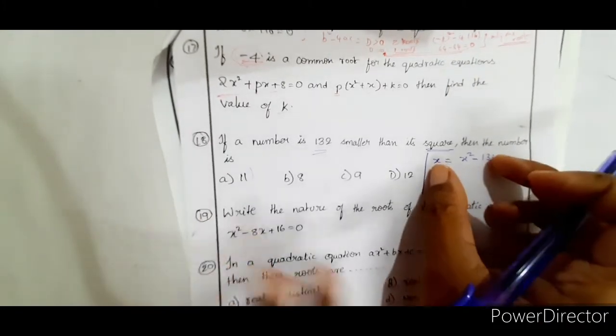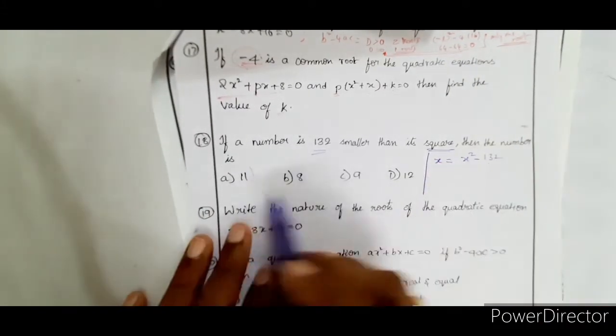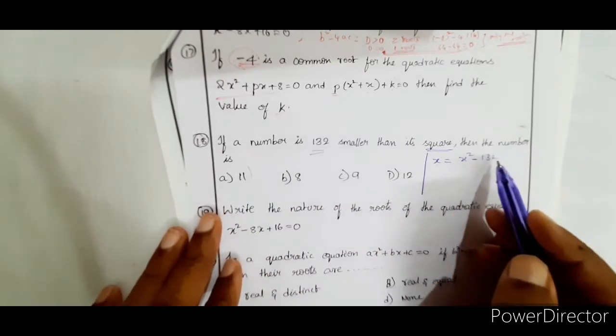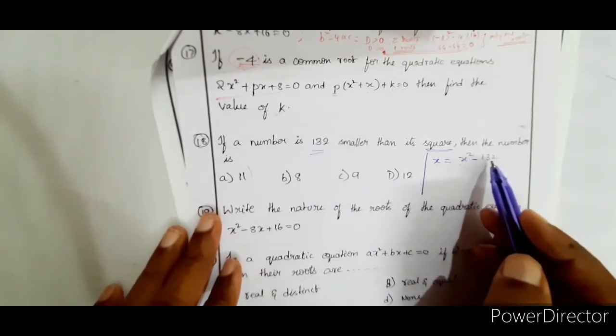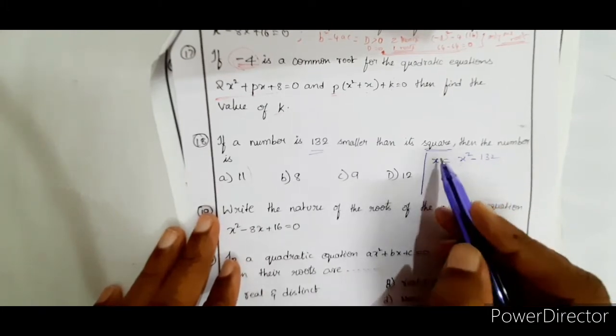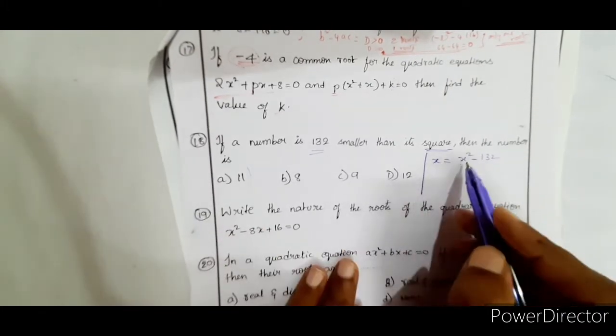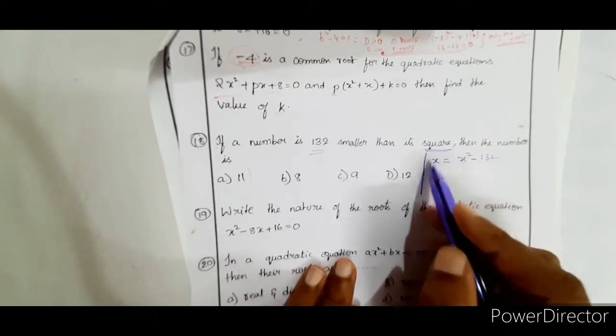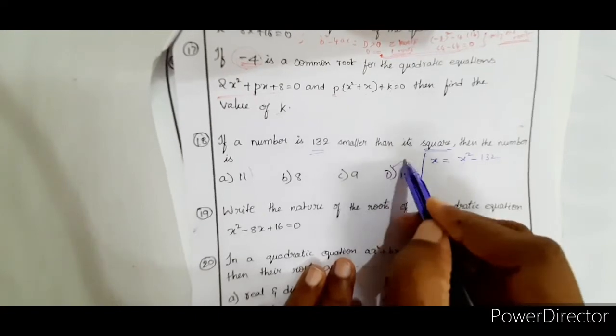So, after coming to this stage, when these options are there, you can substitute the options and check for it. Then you will be getting the number easily. Now suppose if I substitute x is equal to 12, that means here 12 square is 144 minus 132 is 12. x is equal to 12 is right, done, D.